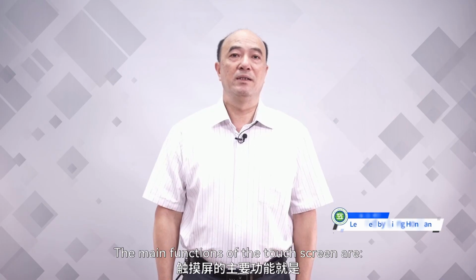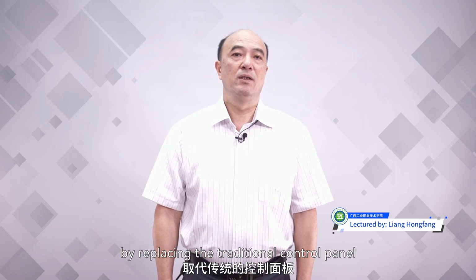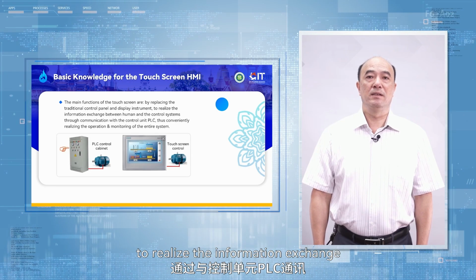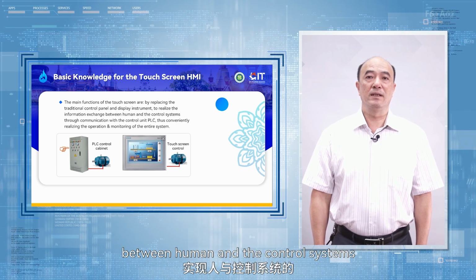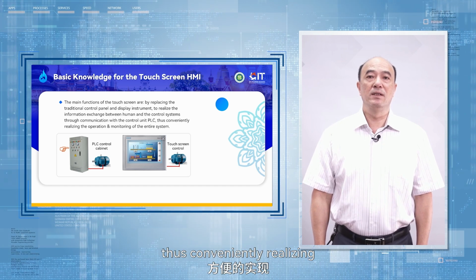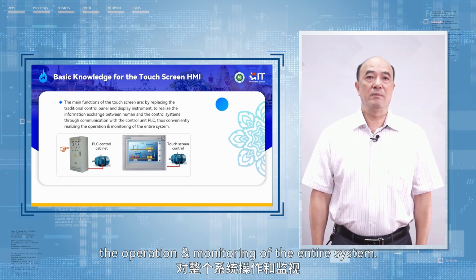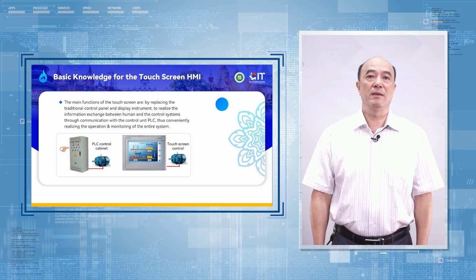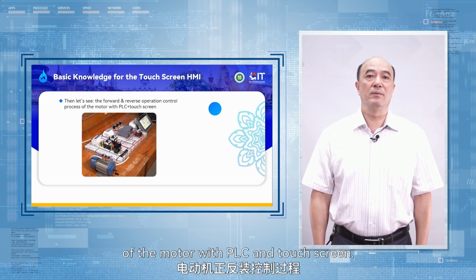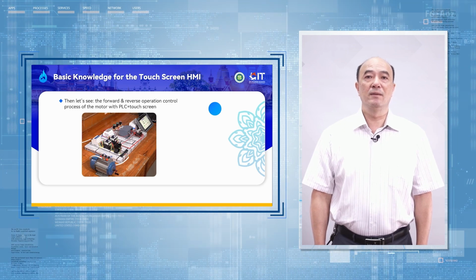The main functions of the touch screen are, by replacing the traditional control panel and display instrument, to realize the information exchange between human and the control systems through communication with the control unit PLC, thus conveniently realizing the operation and monitoring of the entire system. Then let's see the forward and reverse operation control process of the motor with PLC and touch screen.